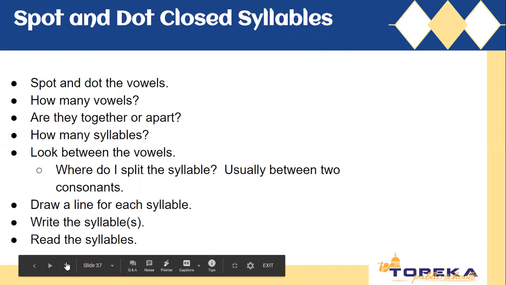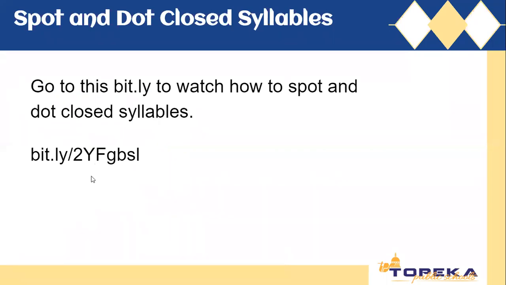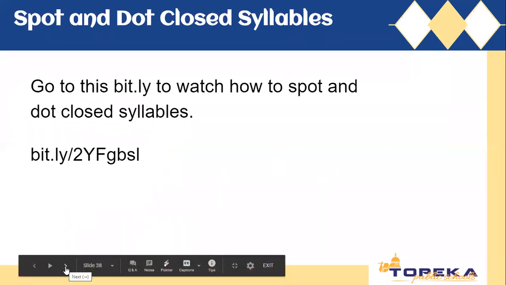Now, I am going to walk you through spot and dot with closed and open syllables. If we're looking at a closed syllable, again, we're going to ask the same questions. Notice that in the 5th bullet point down, in closed syllables, we ask the question: look between the vowels. Where do I split the syllable? Usually between 2 consonants. I have created a bit.ly for you that shows how to spot and dot closed syllables. So please take a moment to watch this short video about helping students spot and dot closed syllable words.